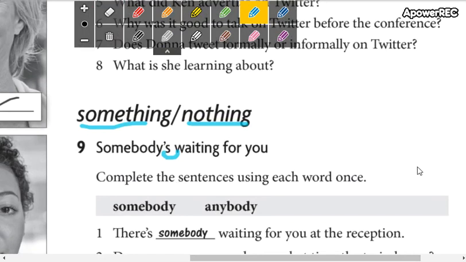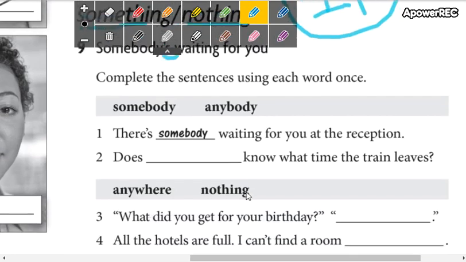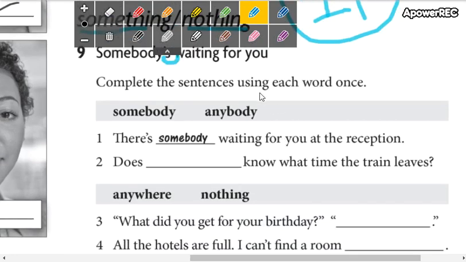Somebody loves you. Alguien te ama. Somebody loves, con la letra S. Tómenlo como si fuera el pronombre it. Okay? So, you are going to complete the sentences using each word once, solo una vez. There's somebody waiting for you at the reception.